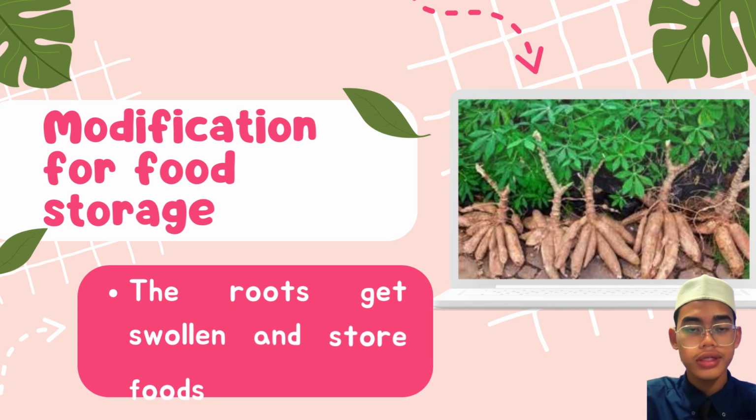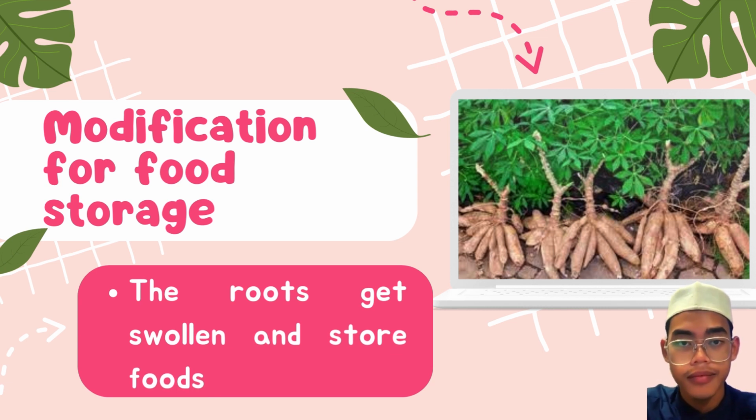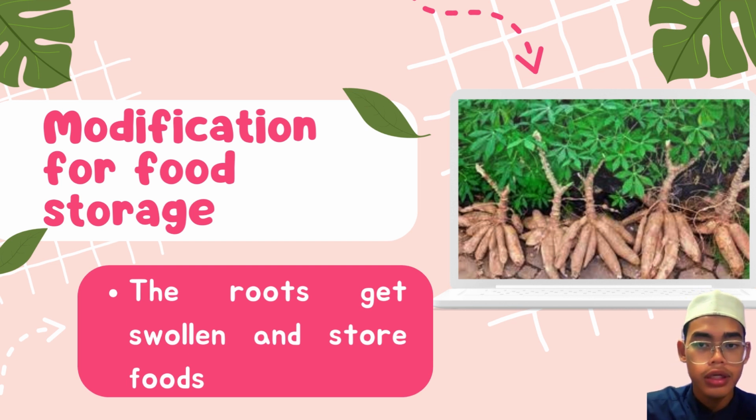Roots have three types of modifications. First, modification for food. Second, modification for support. And the third one is modification for respiration. Now, I'm going to tell you about modification for food storage, which is where the roots swell and store food. For example, tapioca.